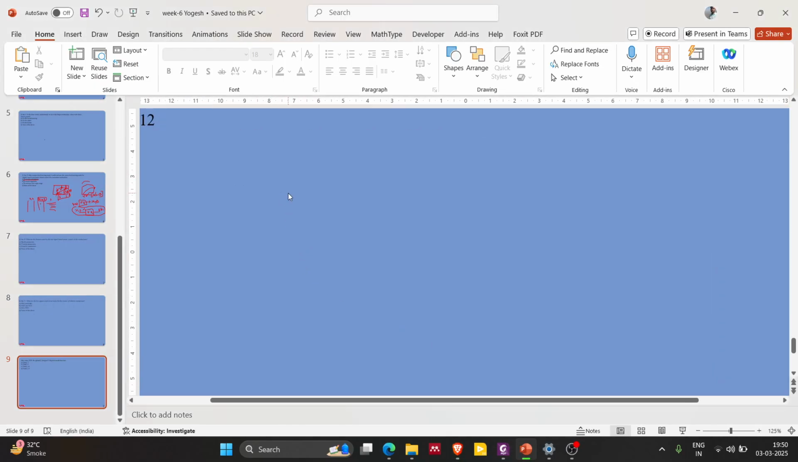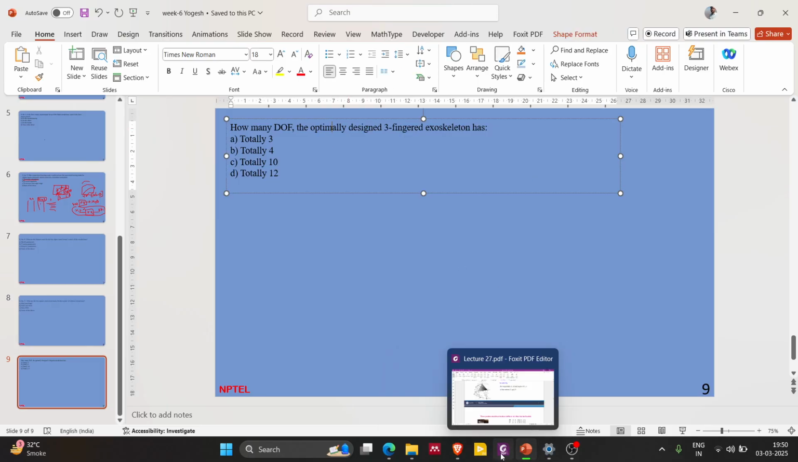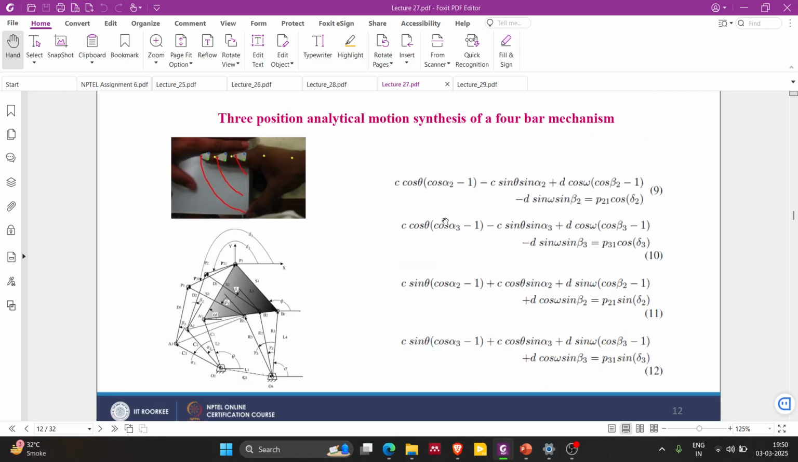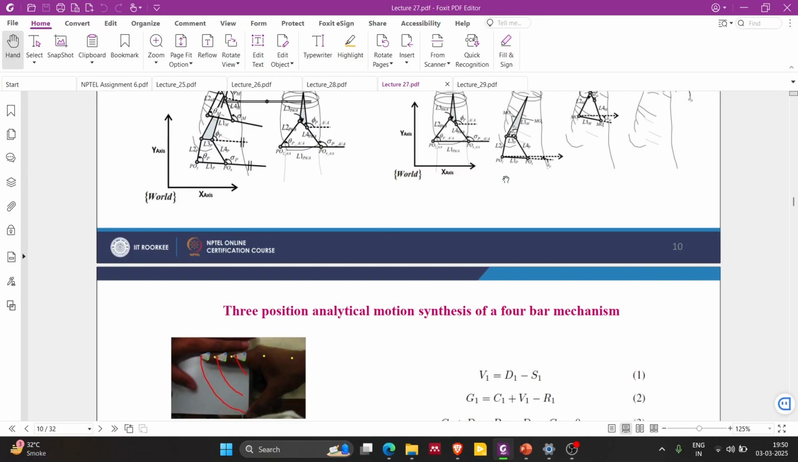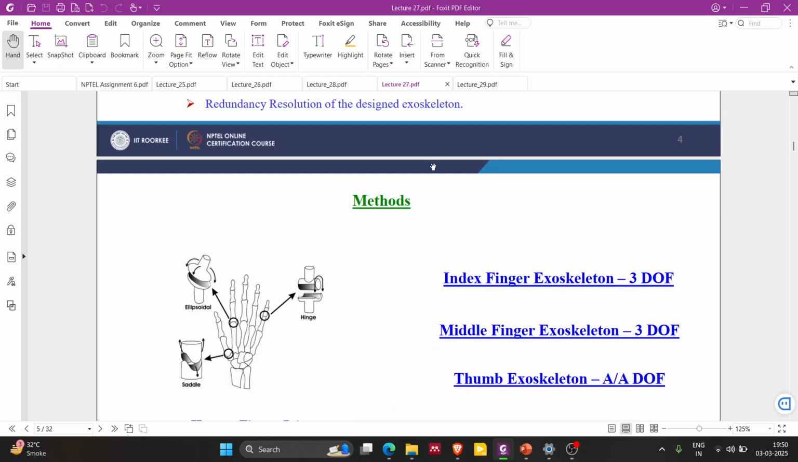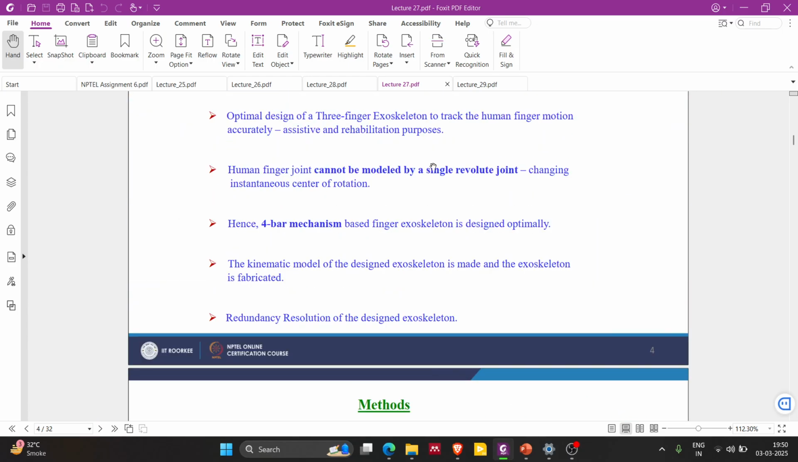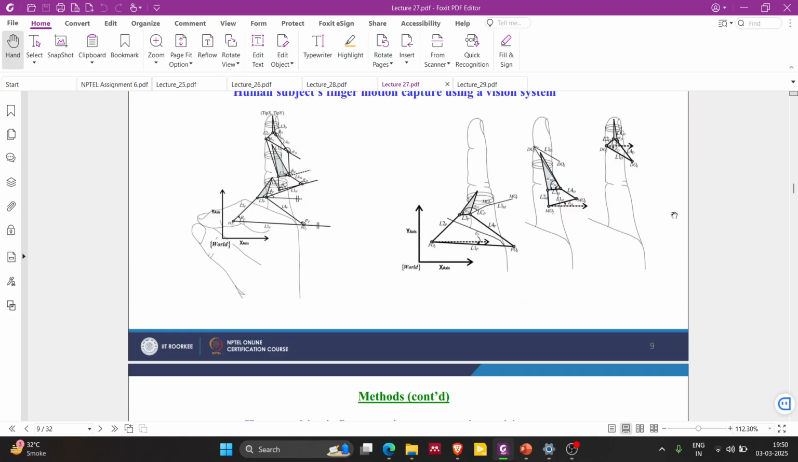It's not given here actually. They are saying 3, 4, right? Optimally designed three-fingered exoskeleton. Here they are asking for the optimally designed exoskeleton, but what we are talking about here is not optimal. This is the method of finger capture, but if you go through this lecture, it's not an optimally designed finger. For optimal design, you need to go further.